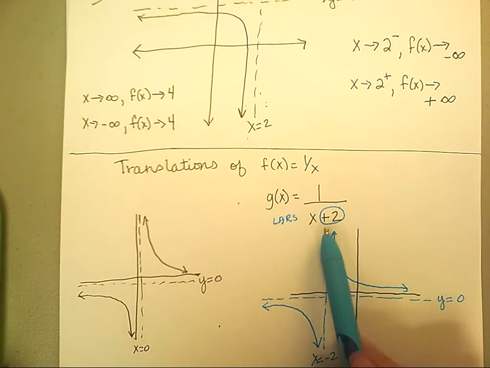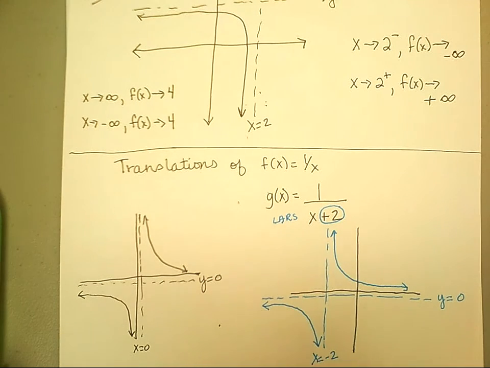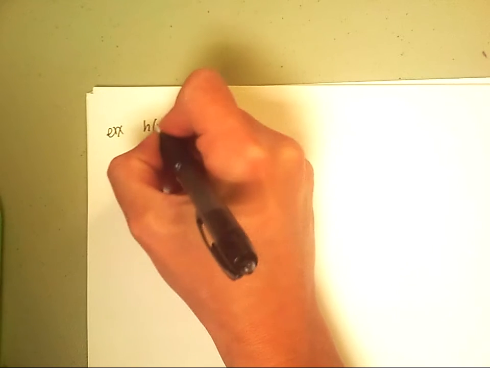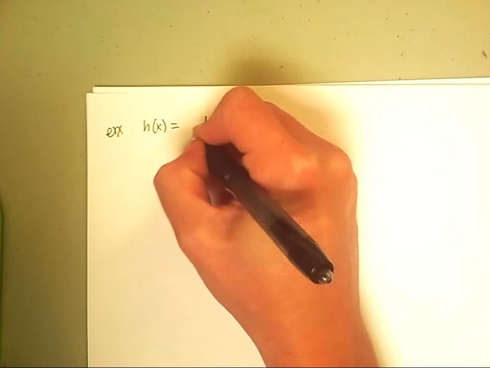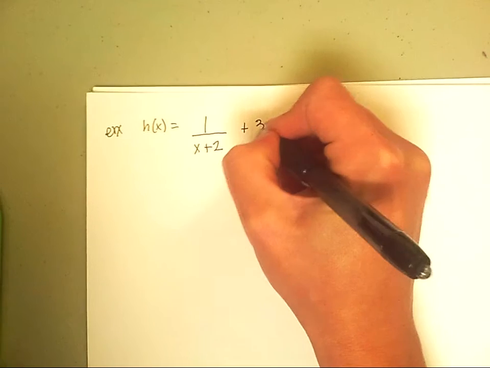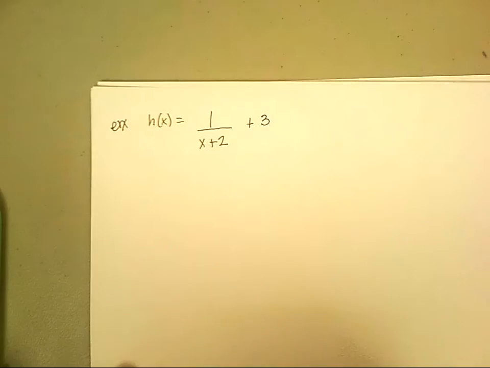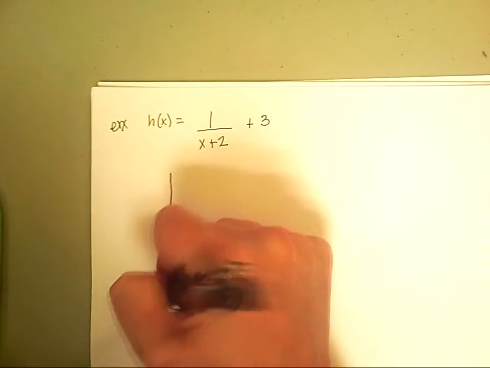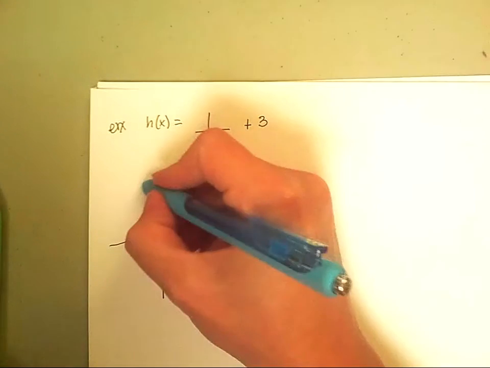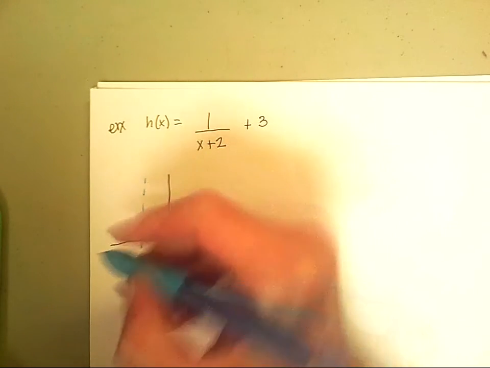Okay. So this is the graph using translations of 1 over x plus 2. We could change it further. What if we had a new function, h of x, which is equal to 1 over x plus 2, and then we added 3 to it? So I'm just going to put that 1 over x plus 2 back in so we can see this happen.